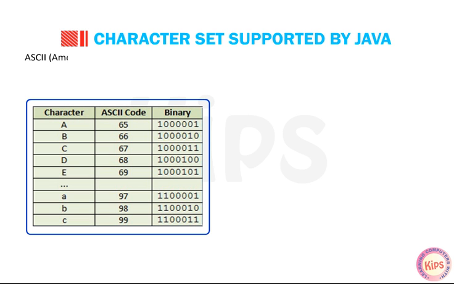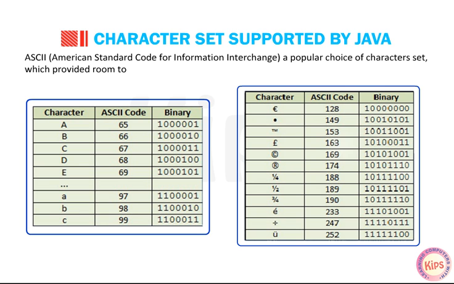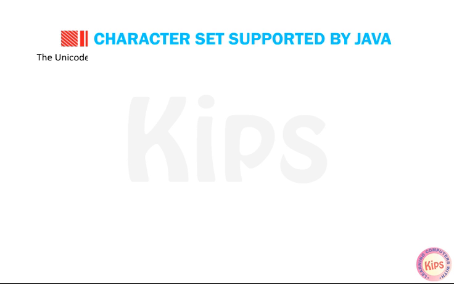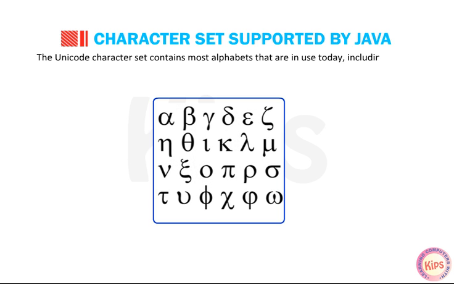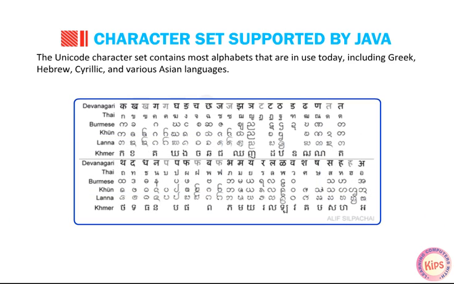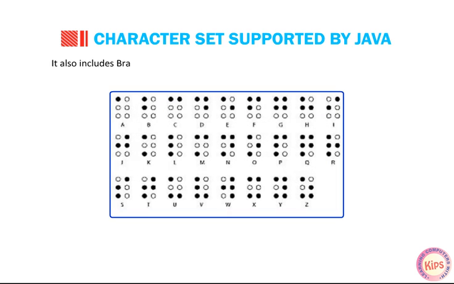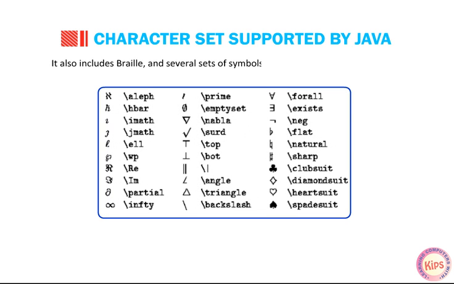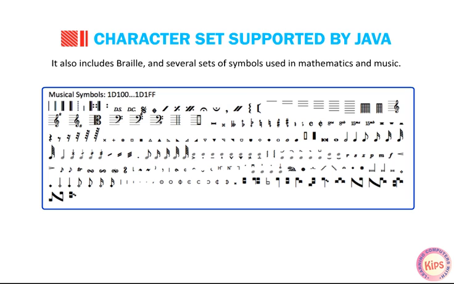ASCII, the American Standard Code for Information Interchange, a popular choice of character set which provided room to support 256 different characters, is a subset of the Unicode character set. The Unicode character set contains most alphabets that are in use today, including Greek, Hebrew, Cyrillic, and various Asian languages. It also includes Braille and several sets of symbols used in mathematics and music.